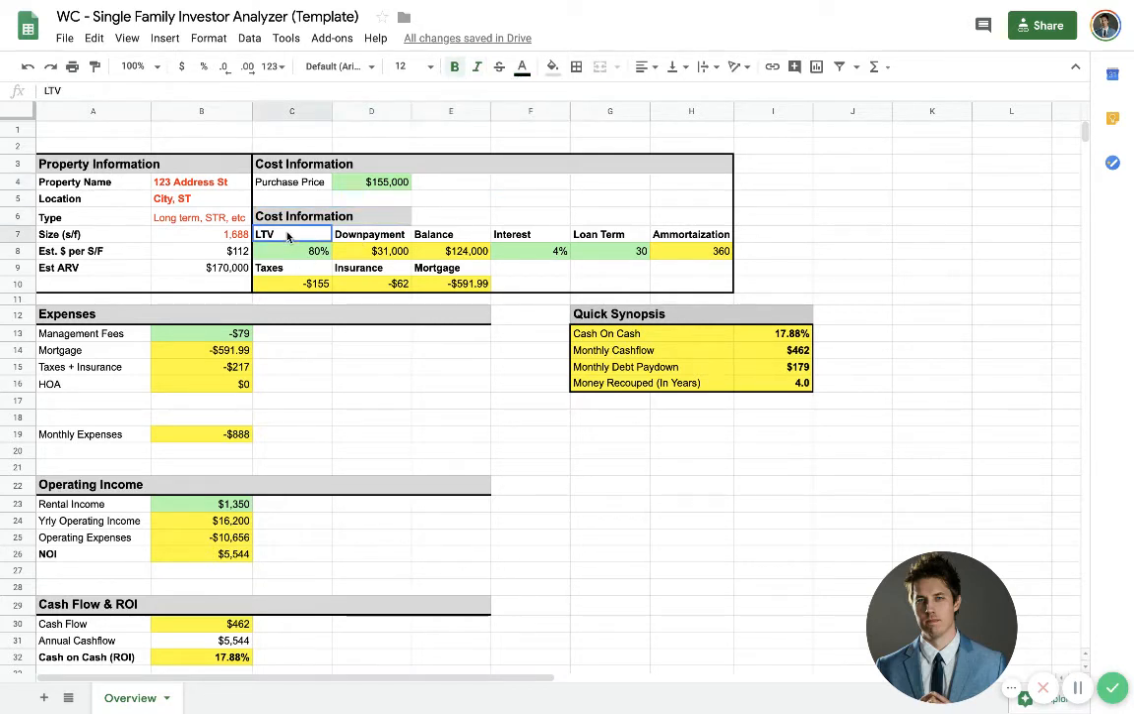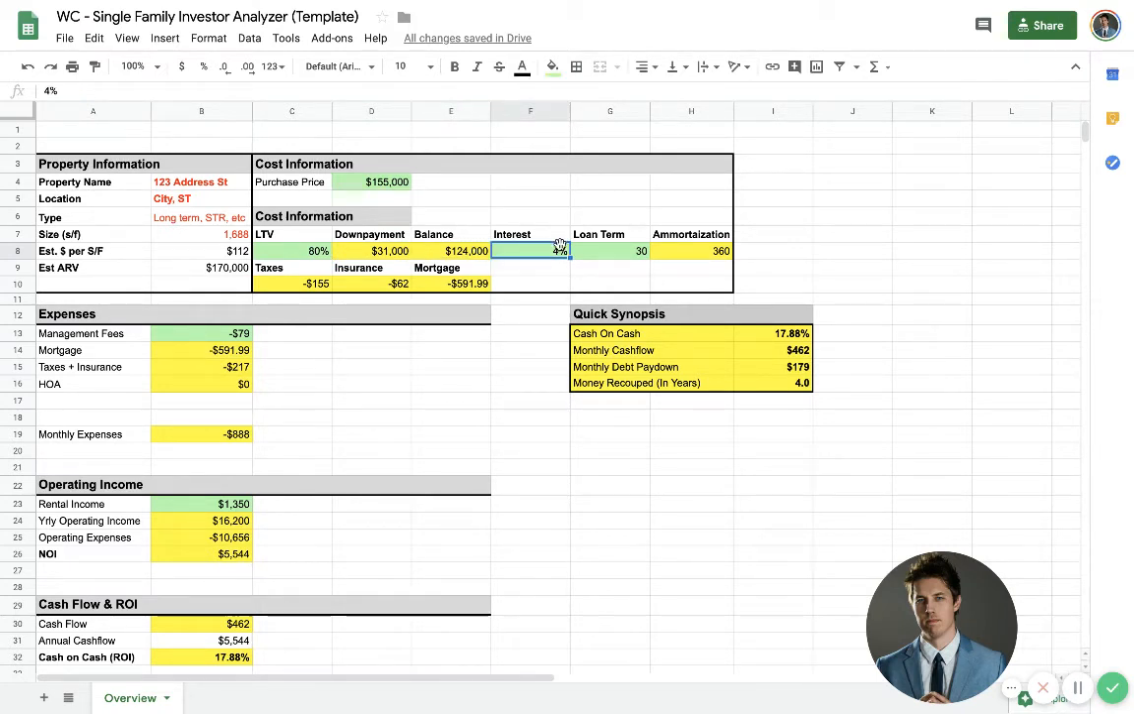There are some formulas in here. Just want to go through them really quickly. Loan to value. You probably already know that your loan to value basically tells you how much of the total purchase price your loan is covering. So if the loan to value is 80%, that means it would be a 20% down payment. 20% of 155 is $31,000, which means you're left with a balance of 124.